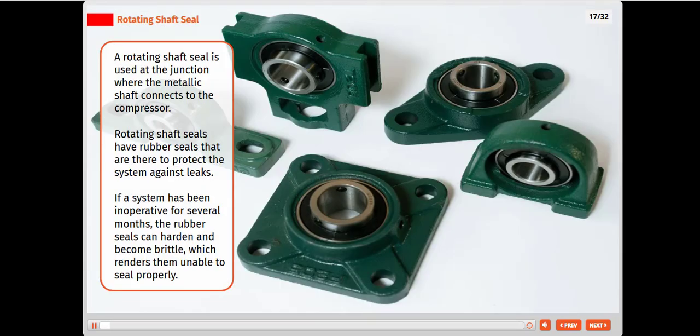A rotating shaft seal is used at the junction where the metallic shaft connects to the compressor. Rotating shaft seals have rubber seals that are there to protect the system against leaks. If a system has been inoperative for several months, the rubber seals can harden and become brittle, which renders them unable to seal properly.